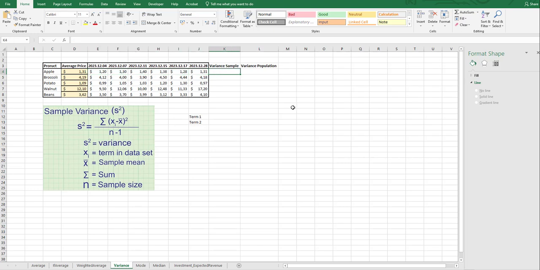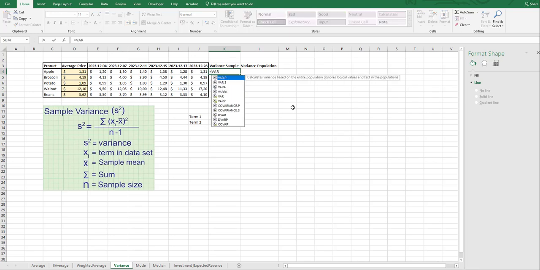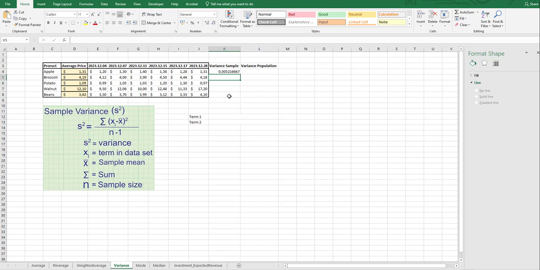So let's see which formula in Excel we can use for that. And here is the variance population, and here is the sample, and just highlight the range and you will have the variance, which seems to be a quite low number, 0.01.